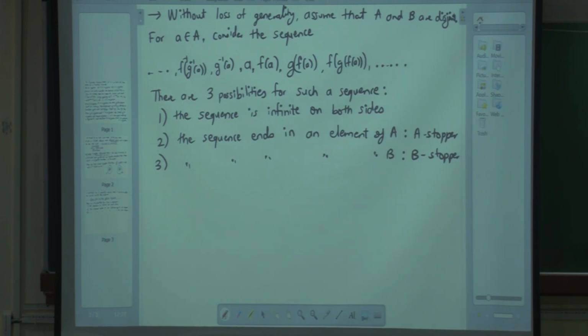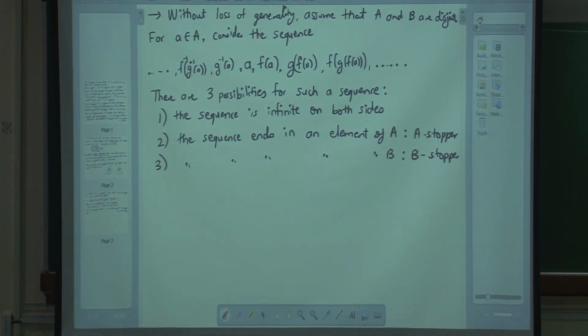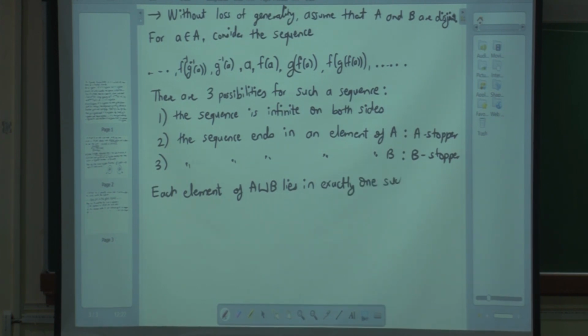Can you see that? Let me write down the formal statement. Each element of A disjoint union B lies in exactly one such sequence. Which means these sequences actually define an equivalence relation. This is a partition of A union B.